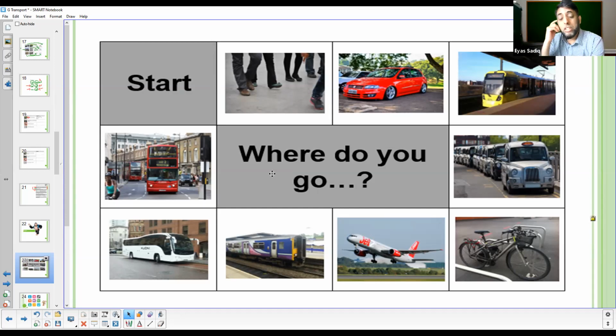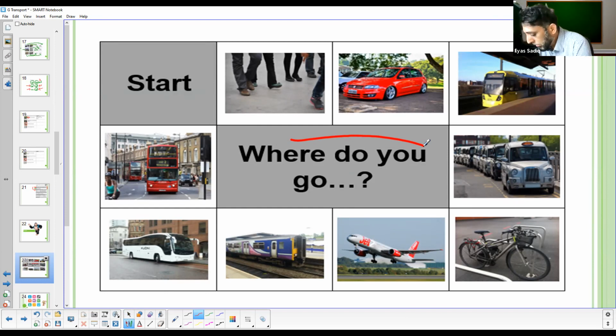Okay, so this question basically says that every day, where do you go? It means that you go every day. So I go to school every day by, yeah, I go to the supermarket by car, or I go to work by car. So this is the same here. So where do you go by tram?